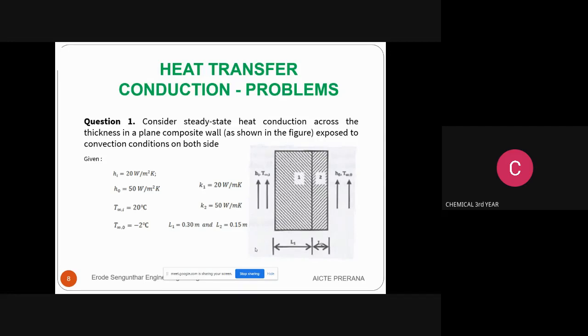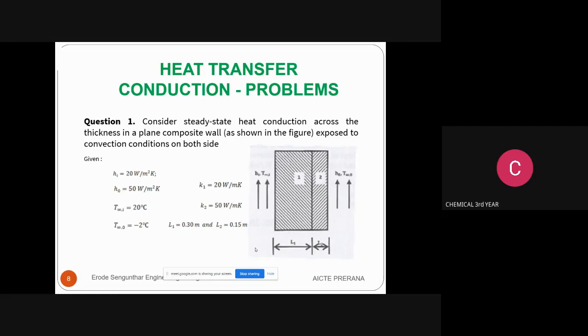In Fourier's law of heat conduction, we have small q is equal to minus k into dT by dx, and capital Q is equal to minus kA into dT by dx. So each and every term and abbreviation we should know thoroughly. Capital Q means rate of heat transfer, small q is heat flux, dT is the temperature difference, dT by dx is the temperature gradient, k is thermal conductivity, and for all the terms we should know the units very clearly. Then we can come to the problem. Definitely, we can easily solve the problem if we know the theory part of conduction well.